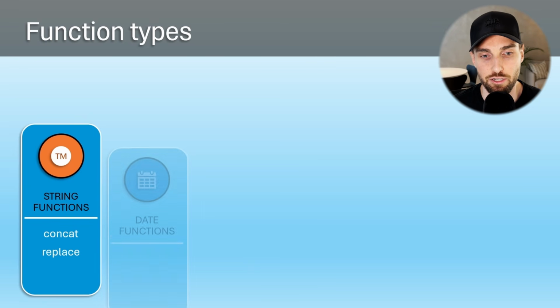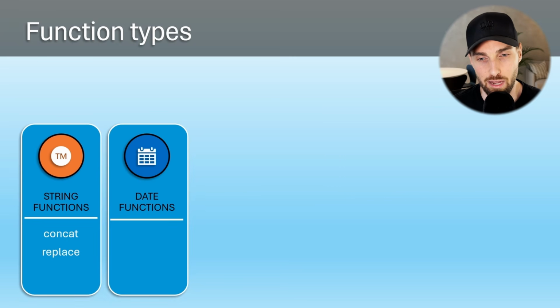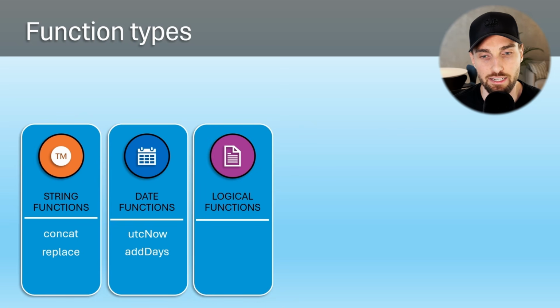Next, we have date functions that are useful for generating datetime related logic in the pipelines. These functions could be used to format, extract, and compute dates and times. One of the most used date functions is the utcNow function that returns the current UTC timestamp as a string value. Then we have other date functions like addDays that is meant for adding days to a datetime value. Third, we have logical functions that allow adding some Boolean, meaning true or false, logic to the pipeline. Examples of logical functions are your basic logical operators like and, or, equals, greater, and so on.